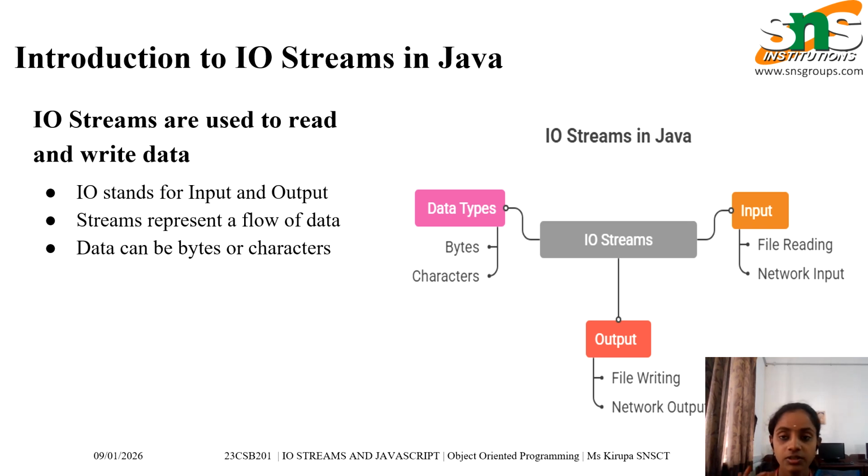What is an input stream? It is used to read data from the source into the Java program. It is simple. Whatever data is read from the source is called an input stream, which is directly opposite to the output stream. An output stream is used to write data from the Java program to a destination. What is sequential access? Streams support sequential access, meaning data is read or written in a continuous flow, not randomly.